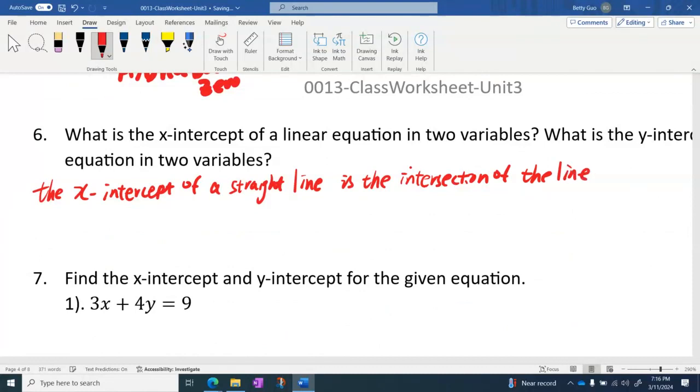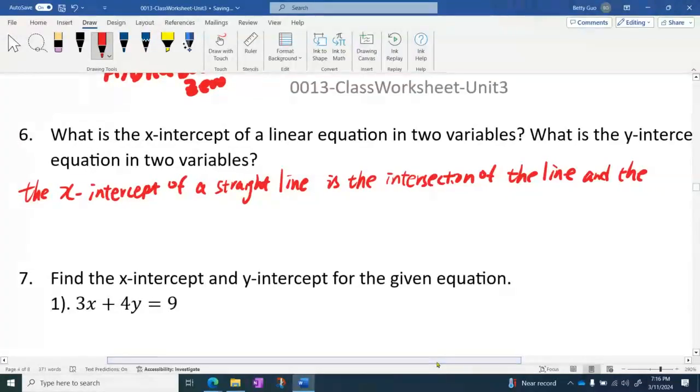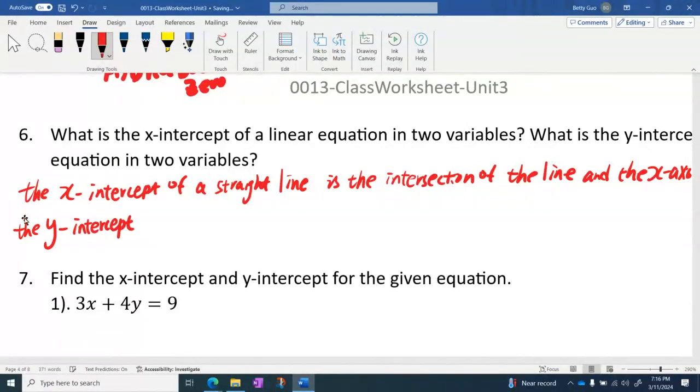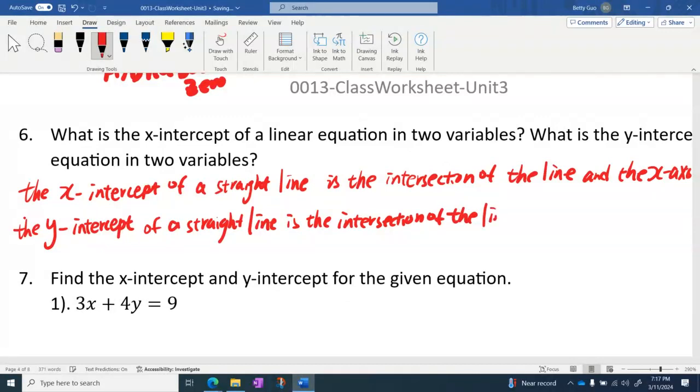of the line and the x-axis. The x-axis is a horizontal scale, right? And the y-intercept. Know the difference between x-intercept, x-coordinate and x-axis; they're all different. The y-intercept of a straight line is the intersection of the line and the y-axis. All right, that's the definition.